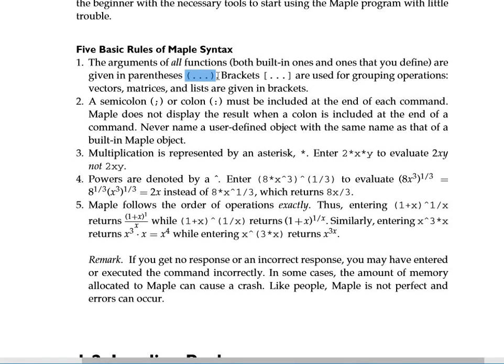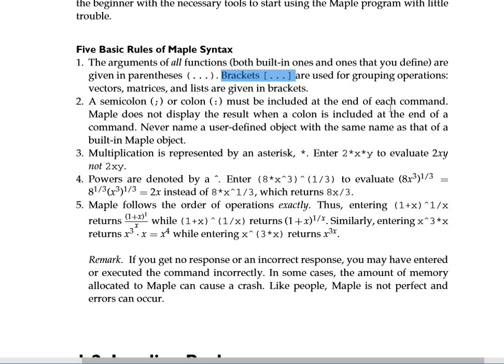You always use this bracket when we use a function to solve, while brackets are used for grouping. Here we use this bracket for grouping. I will explain all of these things with examples. Square brackets are used for grouping operations, vectors, matrices, lists, and the others. Simply keep in your mind that this parenthesis bracket is used for built-in functions, and this bracket is used for grouping.